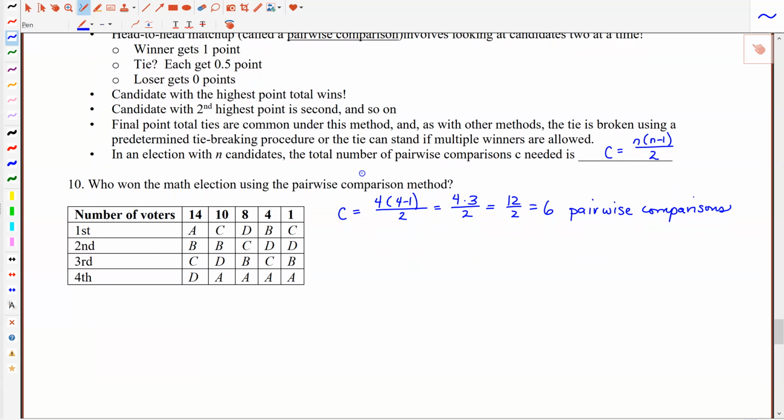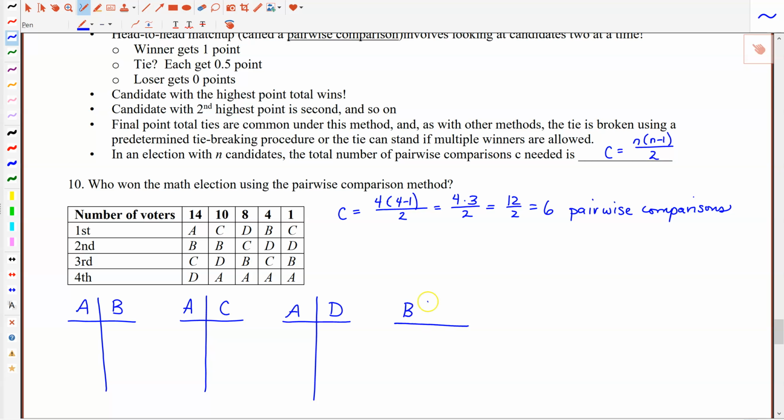Alright, so let's go ahead and record those 6. So A will have to get a matchup with B. A will have to get a matchup with C. A will have to get a matchup with D. B needs a matchup with C. B needs a matchup with D. And then finally, for our 6 comparisons, C will need a matchup with D.